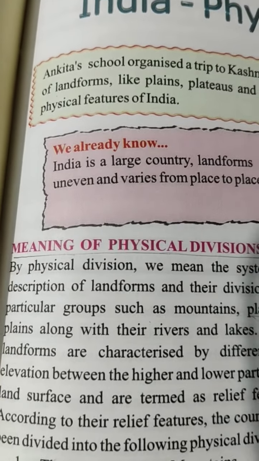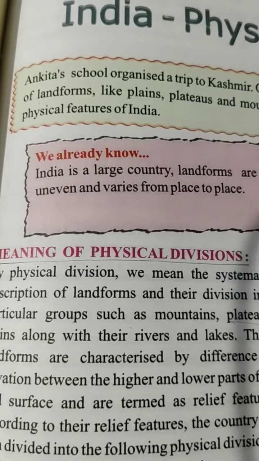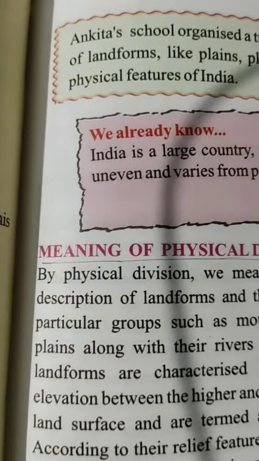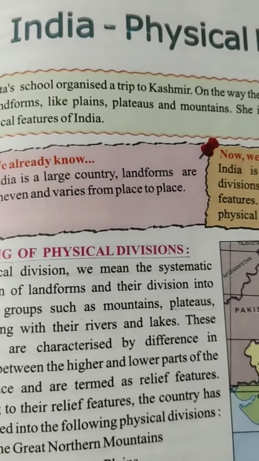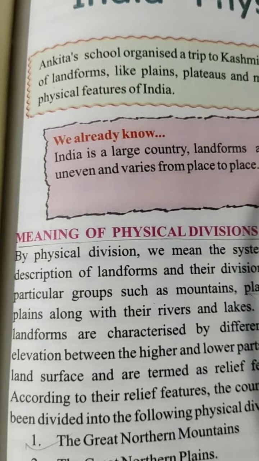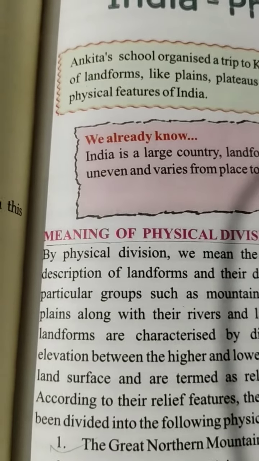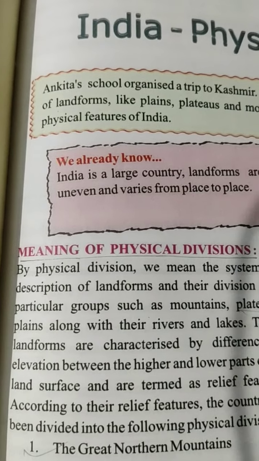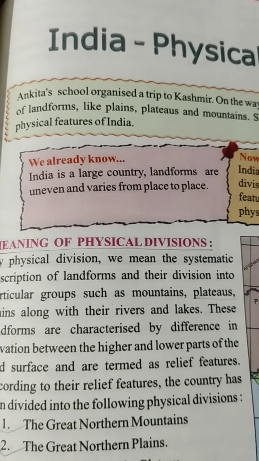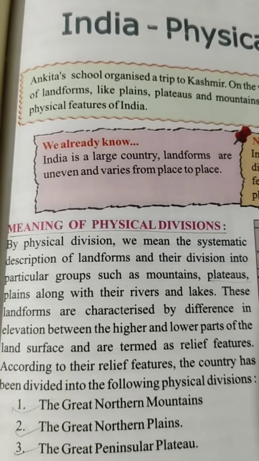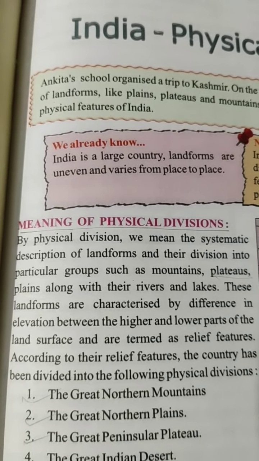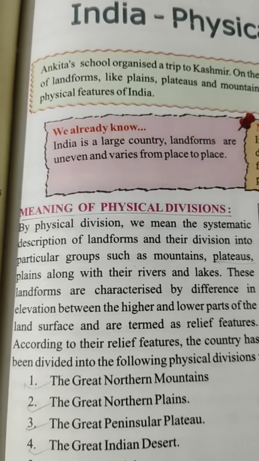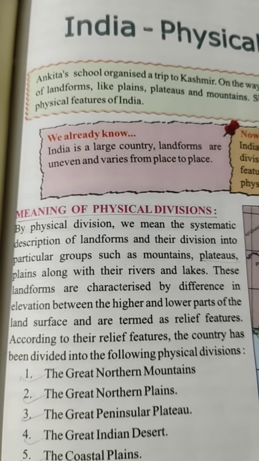In this chapter we will discuss the meaning of physical features. By physical division we mean the systematic description of landforms and their division into particular groups such as mountains, plateaus, plains, along with their rivers and lakes. These landforms are characterized by differences in elevation between the higher and lower parts of the land surface and are termed as relief features.